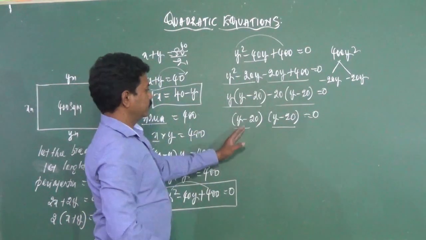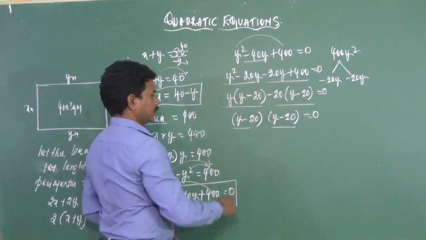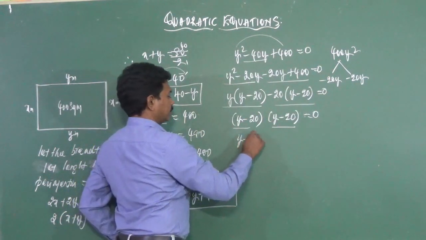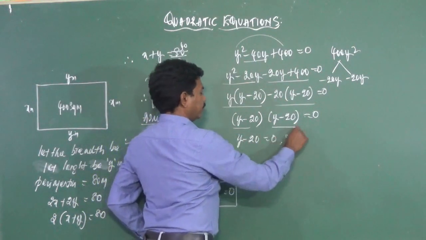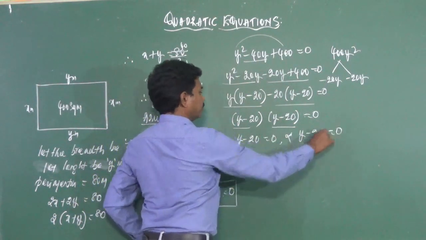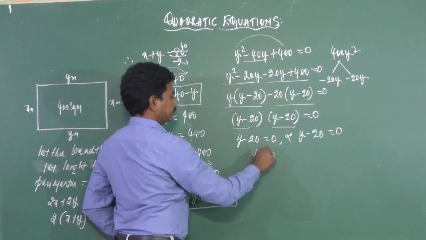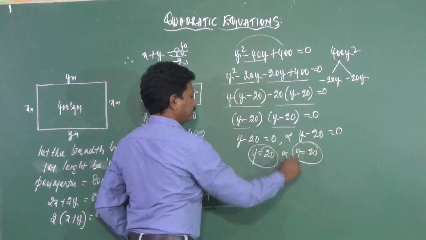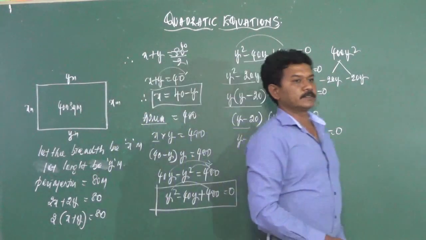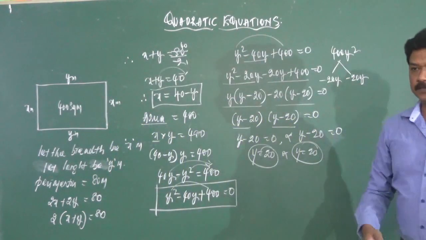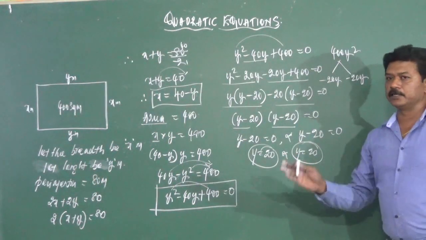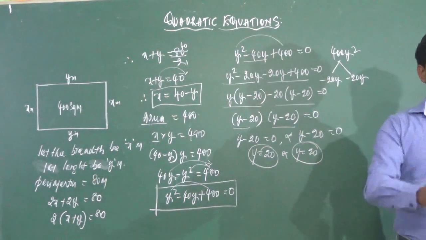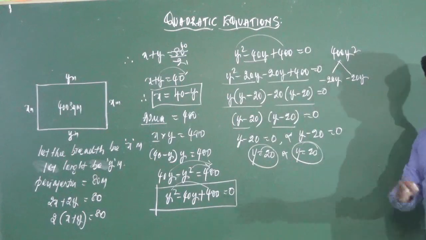So either this should be equal to 0 or this should be equal to 0. So y minus 20 is equal to 0 and y minus 20 is equal to 0. So y is equal to 20 and y is equal to 20. So we are getting equal roots. If you are getting equal roots, then the roots are real and equal. They are not distinct.